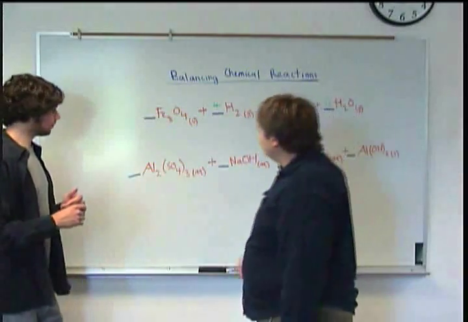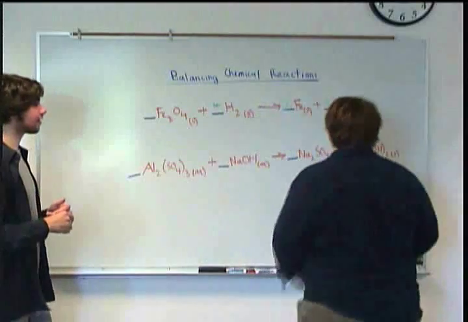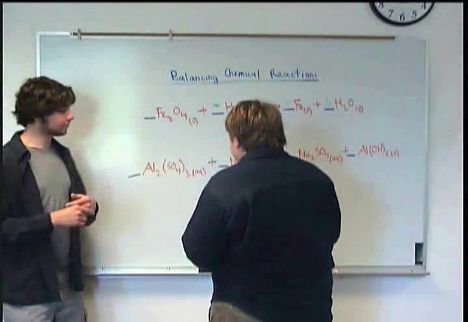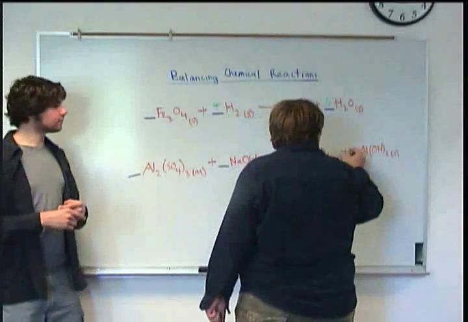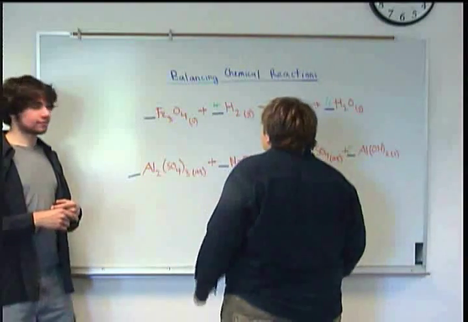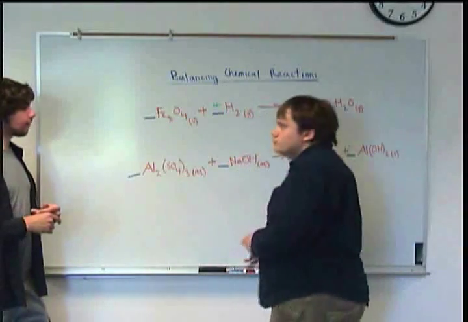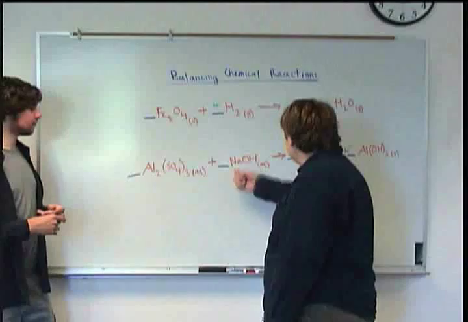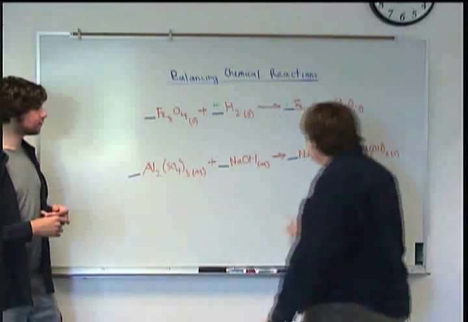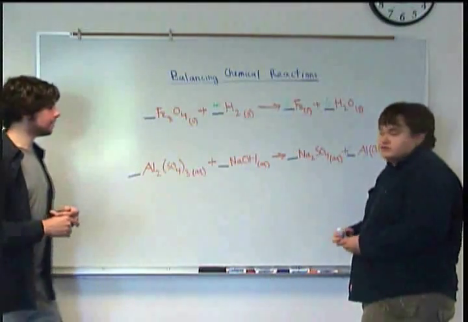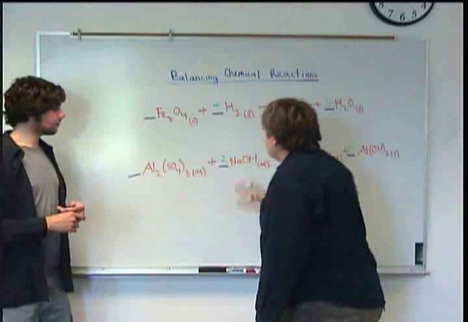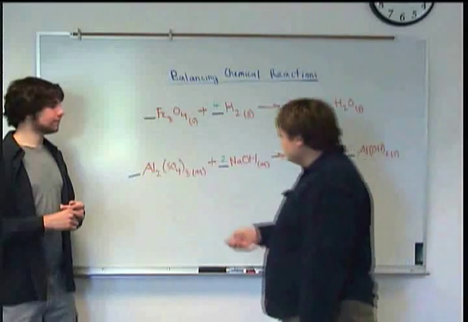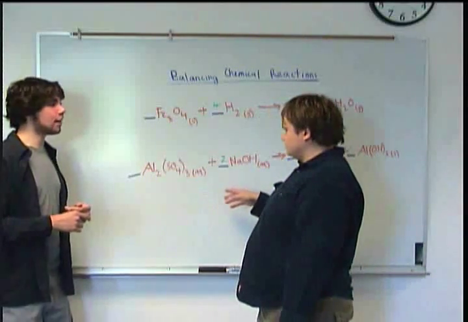Okay, that makes sense. So there's 2 aluminums here, and only 1 aluminum here. So I'd have to put a 2 here to balance the number of aluminums. Yep. So those are all well and good. Now sodium. There's 1 on this side, 2 on this side. You just have to put a 2 there, I guess. Yep.